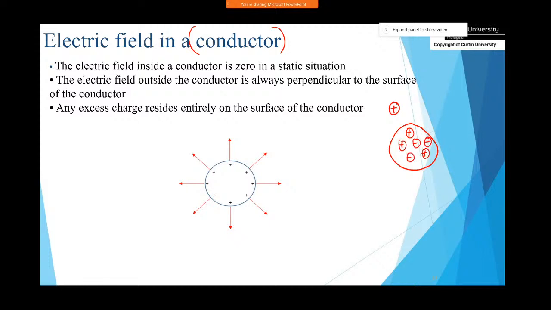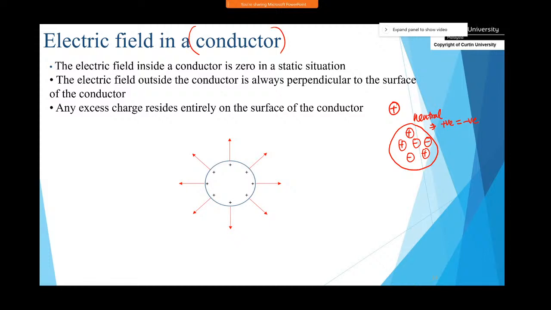So if this is a neutral conductor, it doesn't mean that it doesn't have any charge. A neutral conductor doesn't mean no charge. A neutral conductor means the amount of positive charge is equal to the amount of negative charge. Okay?